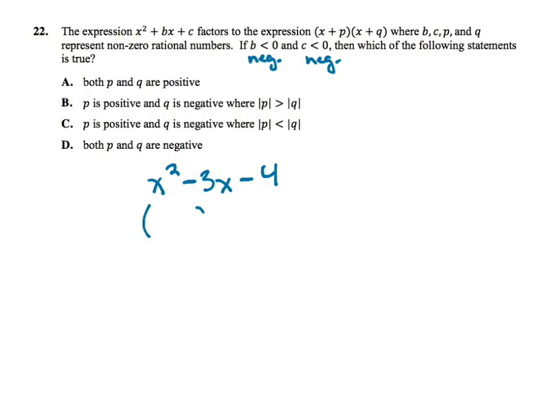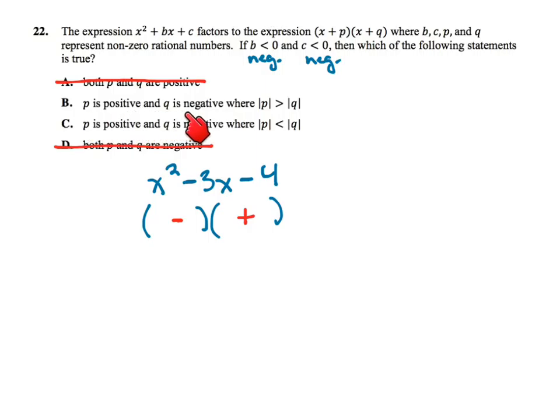So if I factor this out, I'll have 2 binomials. And I know that one has to be negative and one has to be positive, right? I know that because this number is negative, because c is negative. All right, so I can cross off a and d, because both of those cannot be true. All right, and now b and c.